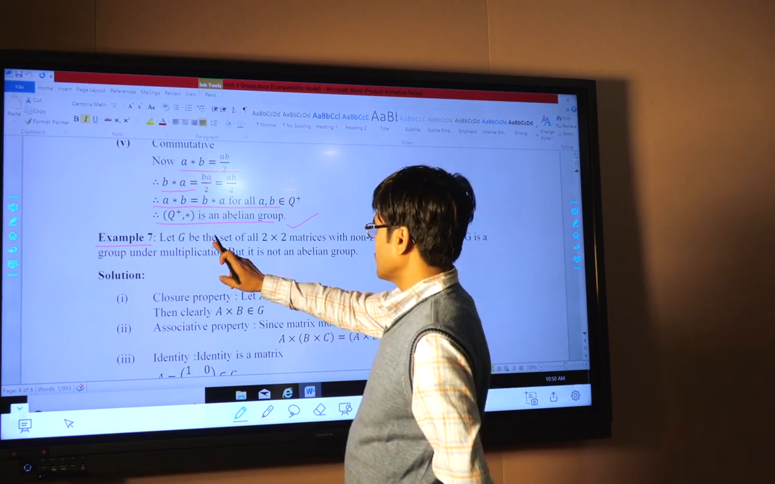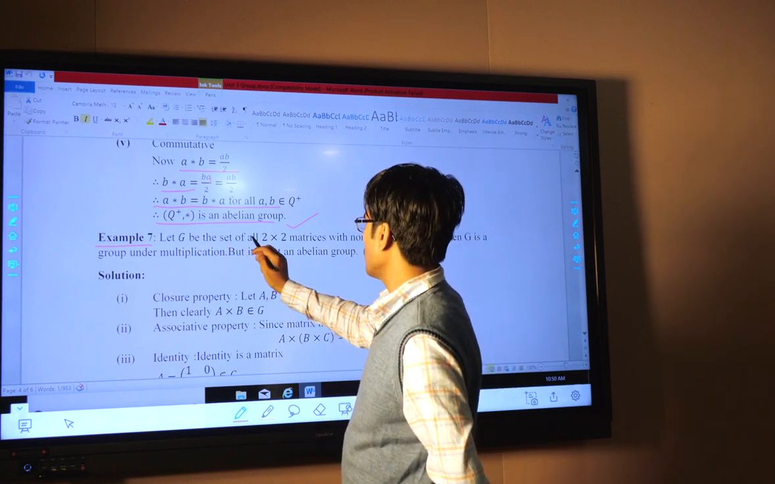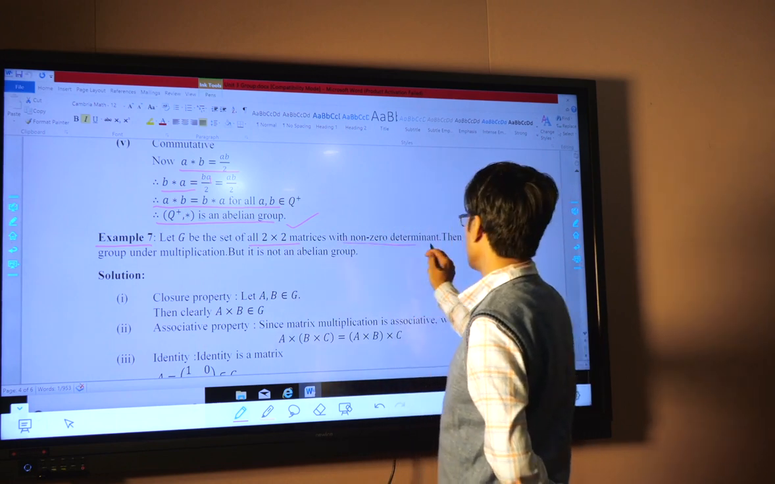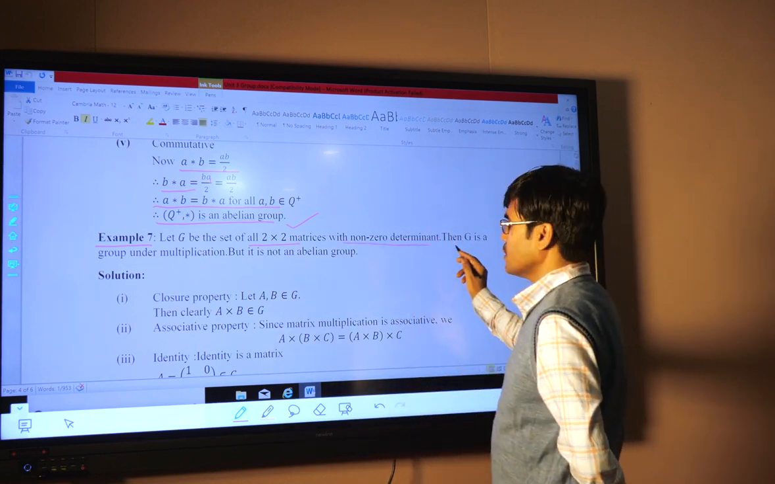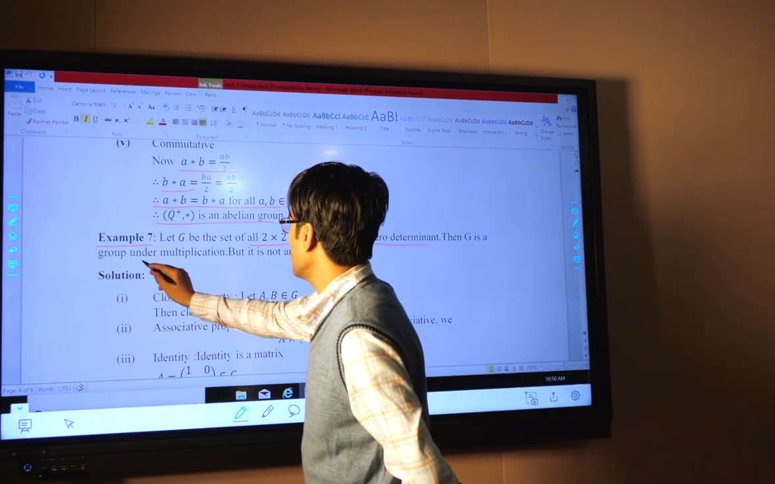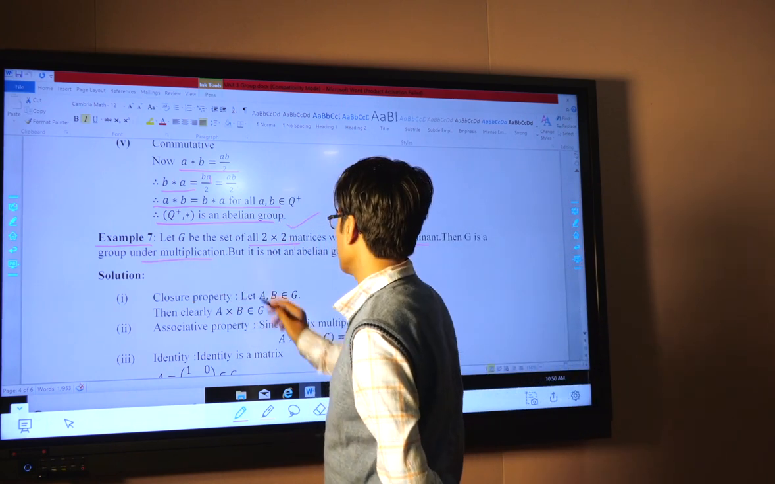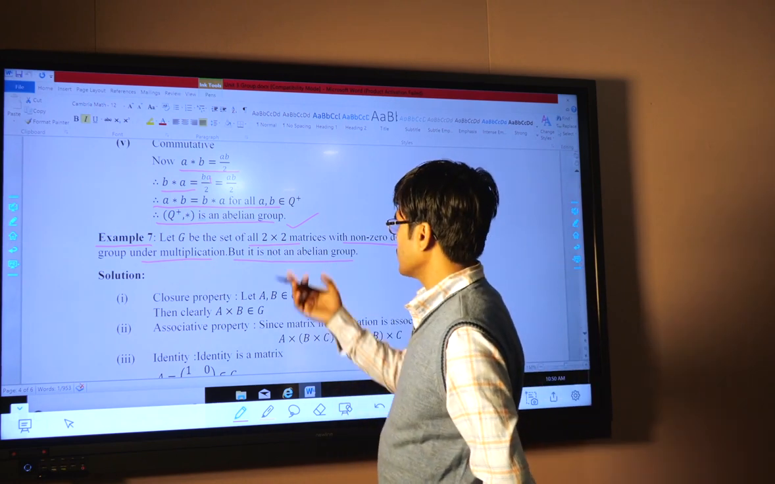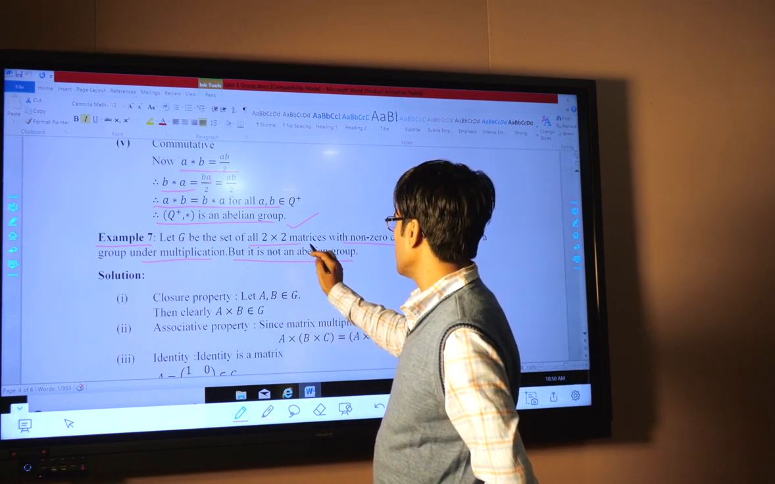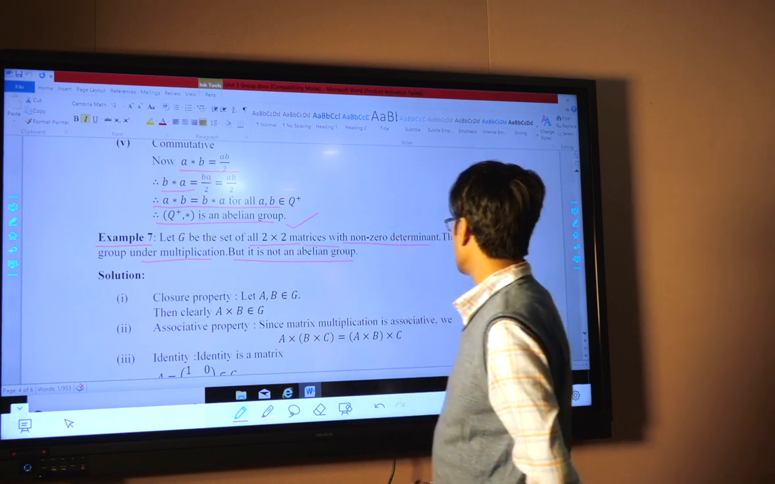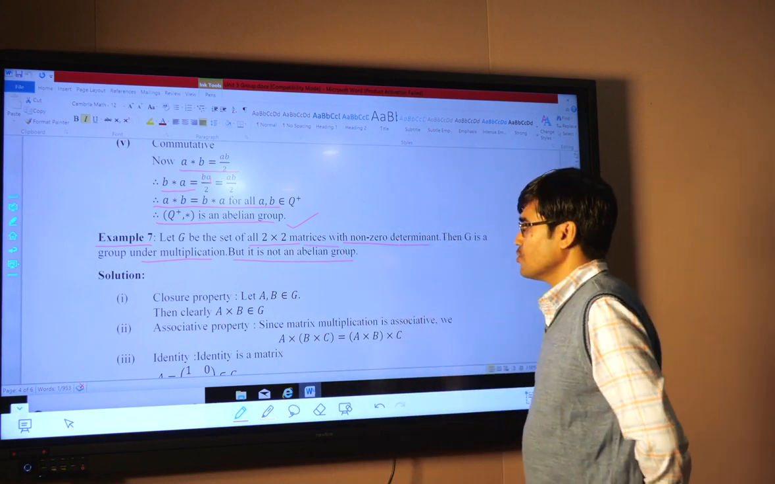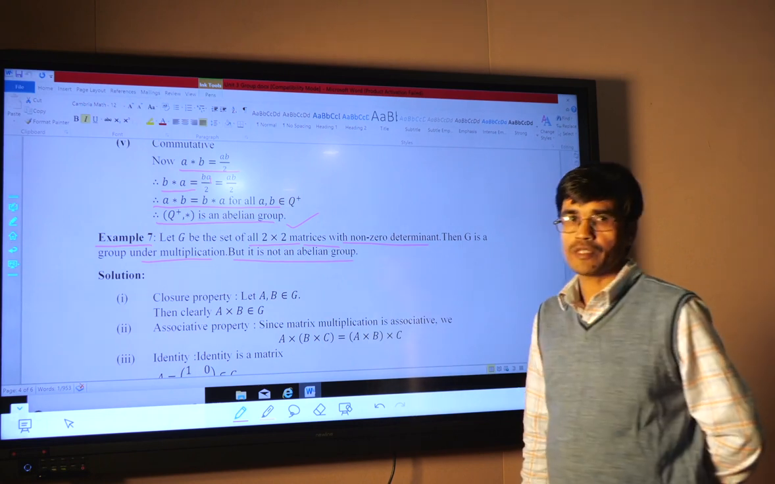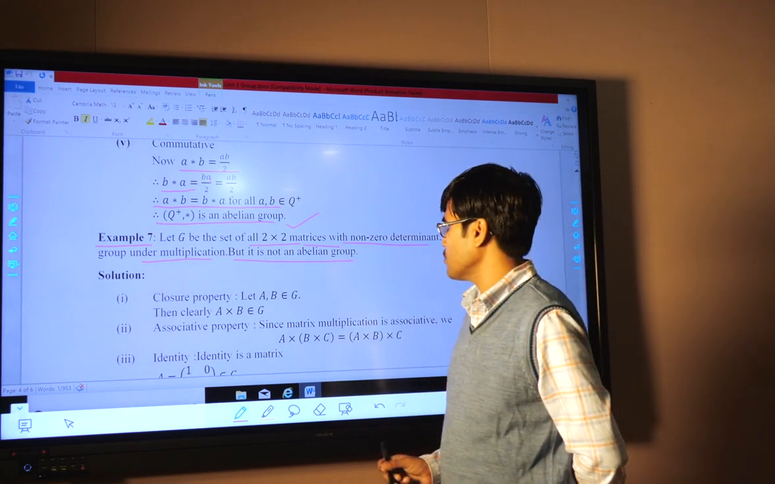Here the set is the set of all 2 by 2 matrices with non-zero determinant. Then show that G is a group under matrix multiplication, but it is not an abelian group. So here we are given that G is the set of 2 by 2 matrices with non-zero determinant. Then we have to prove that G is a group under matrix multiplication, but this is not an abelian group.